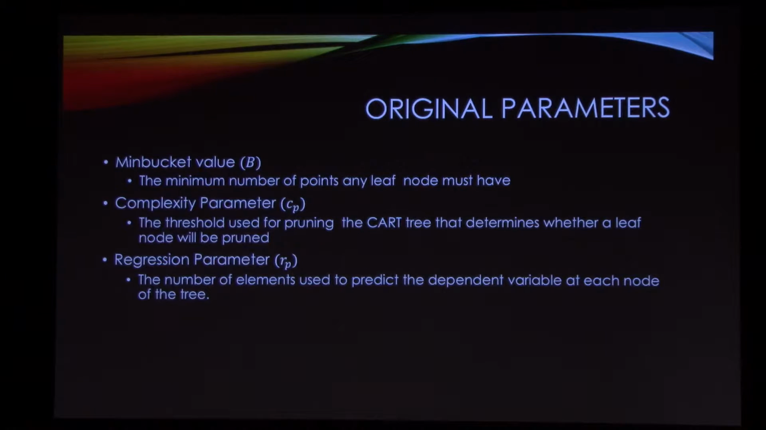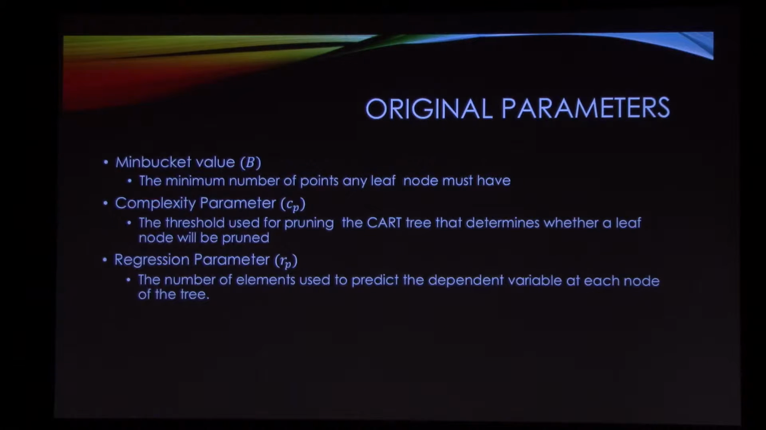When we were first thinking about this, we considered 3 sort of main parameters. We looked at the min bucket value, the complexity parameter, and the regression parameter. When there's a decision tree, a lot of points are going to end up at the same end leaf node. And so the min bucket value is the minimum number of points at that leaf node in order for the tree to create it. And basically we do that, it helps with the complexity of the tree, because we don't want leaf nodes that only have 1 point there, we want leaf nodes that have like 500 points there.